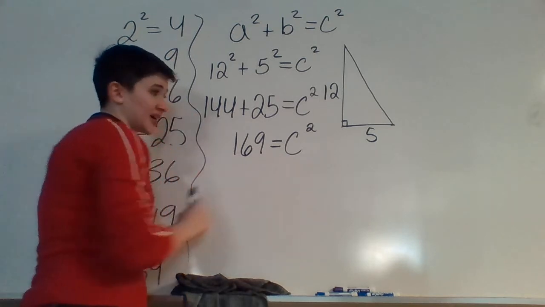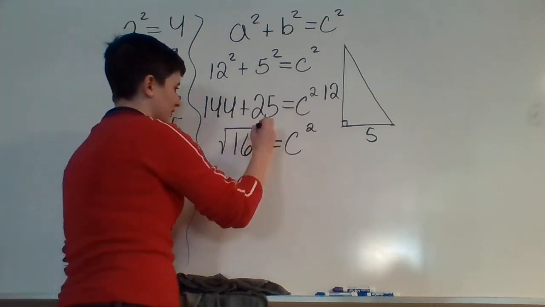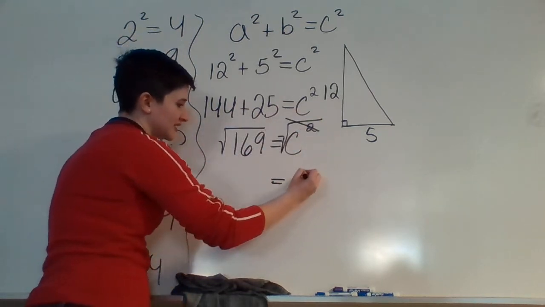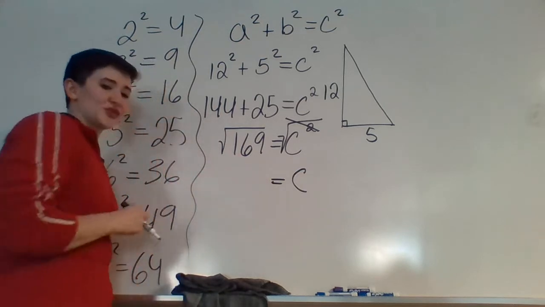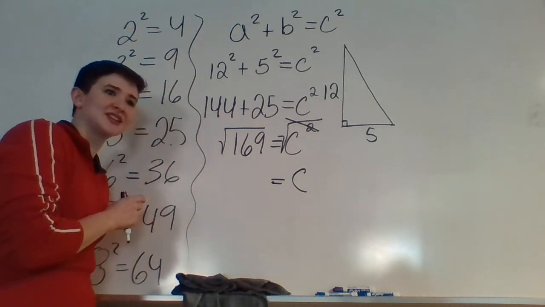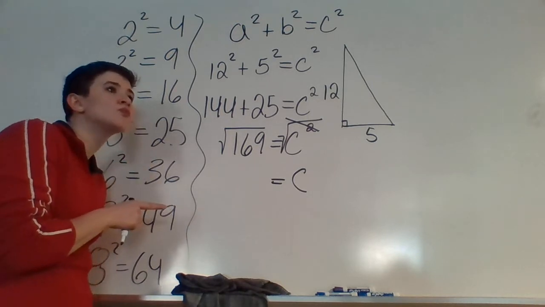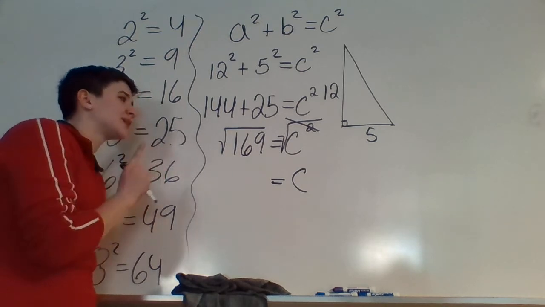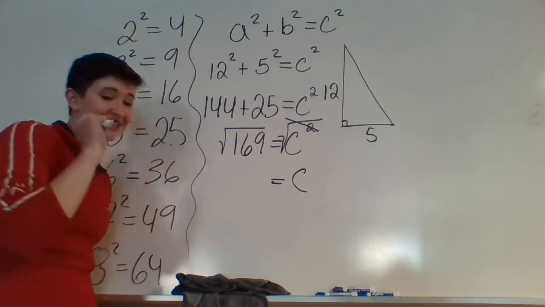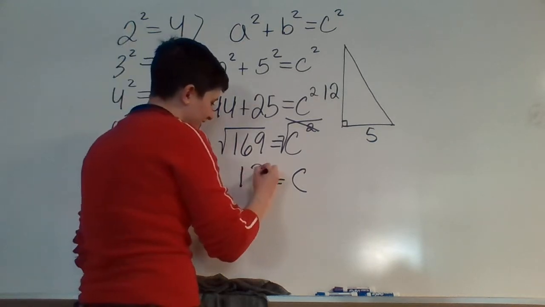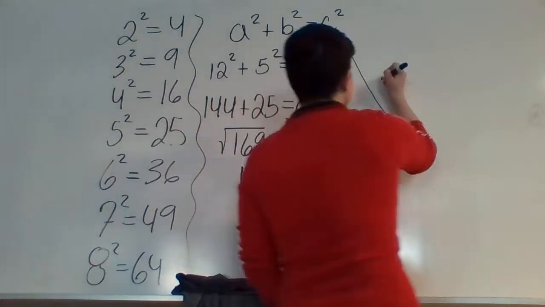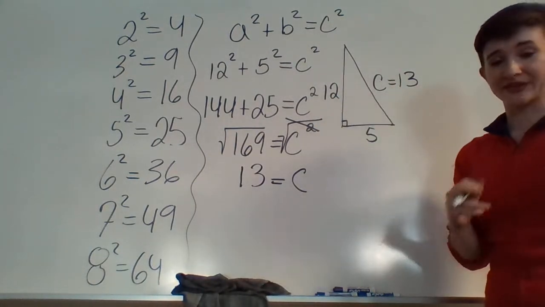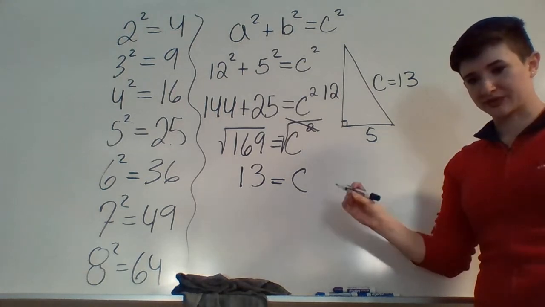Now we're going to take the square root of both sides. Square root of 169, square root of c squared. These two cancel out, and we're left with just a c. I did a video on calculators yesterday, which was today. The square root of 169 is 13. You can back that up using a calculator if you'd like to. So in this case, c equals 13. This is another perfect right triangle because it's comprised entirely of perfect squares.